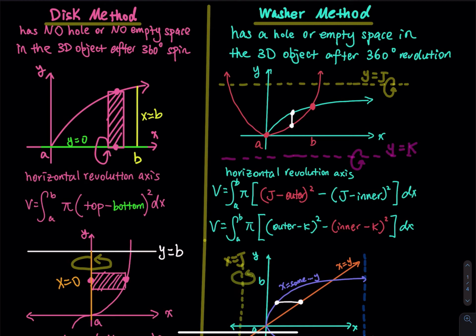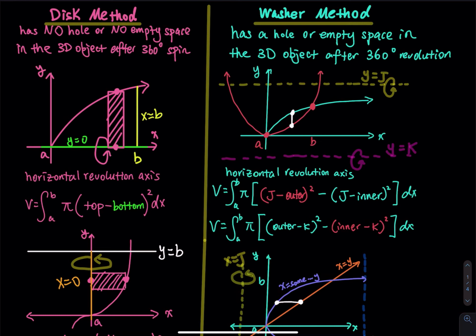You always use big minus small, top minus bottom, or right minus left. Again, top minus bottom or right minus left. This case is top minus bottom. So you use j minus the outer curve, and then you have to square that because you have to square the radius. And then minus j minus the inner curve. So j subtract the inner curve. So j minus the green curve, square that, and then you have a dx.